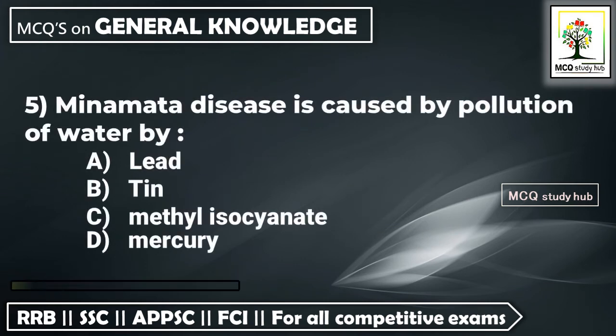Question number 5: Minamata disease is caused by pollution of water by. Option 1 is lead. Option 2 is tin. Option 3 is methyl isocyanate. Option 4 is mercury. The correct answer is option 4, that is mercury.